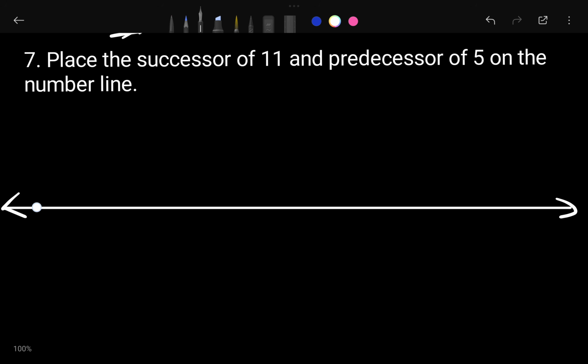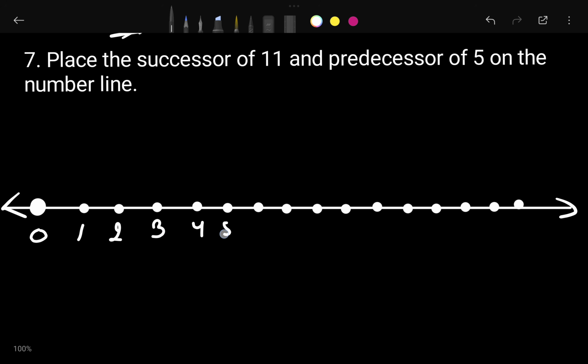Okay, so this is 1, 2, 3, 4, 5, 6, 7, 8, 9, 10, 11, 12, 13, 14, 15, 16. I will take till 16 only. Now we have to represent the numbers. We will represent this as 0, this is 1, this is 2, this is 3, this is 4, this is 5, this is 6, 7, 8, 9, 10, 11, 12, 13, 14 and 15.